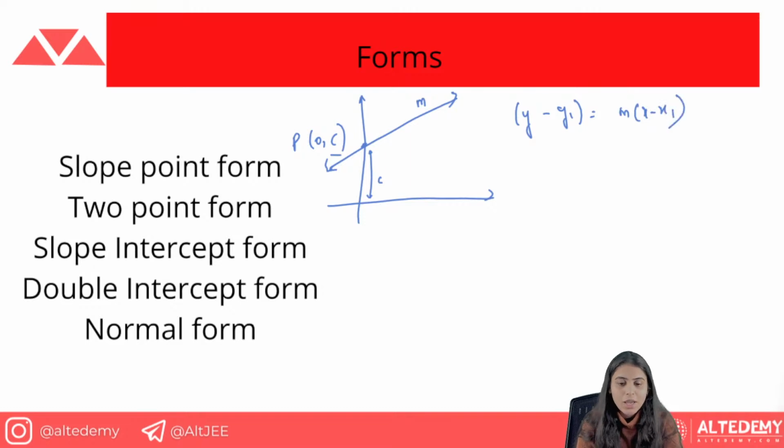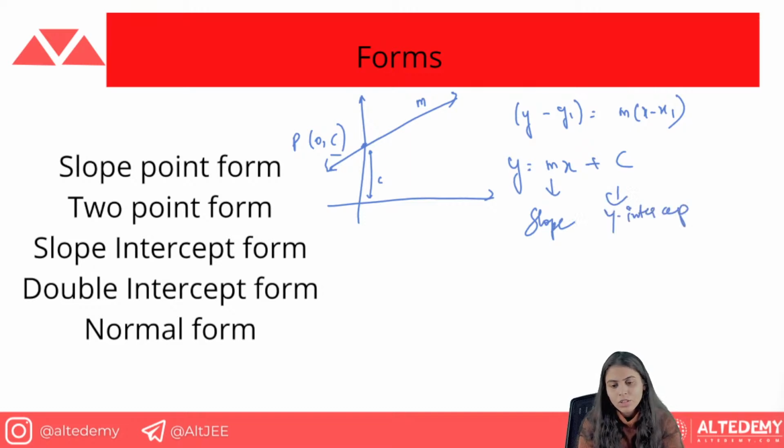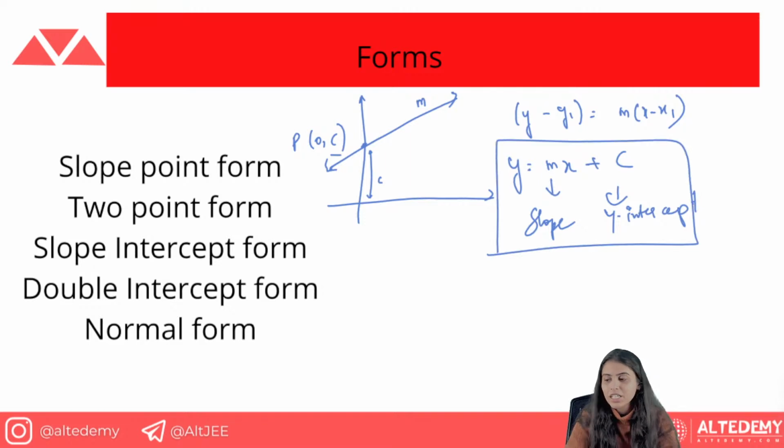You already know we have this equation, that is y is equal to mx plus c. So what does m represent? m represents the slope and c represents the y intercept. So for the slope intercept form, this can be written as y is equal to mx plus c, where c is the y intercept.